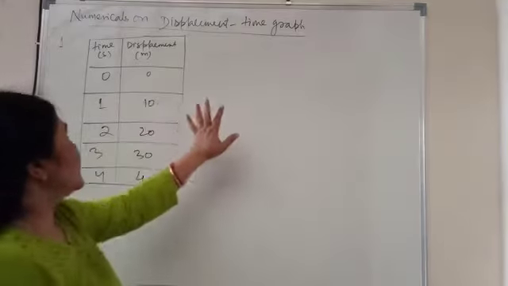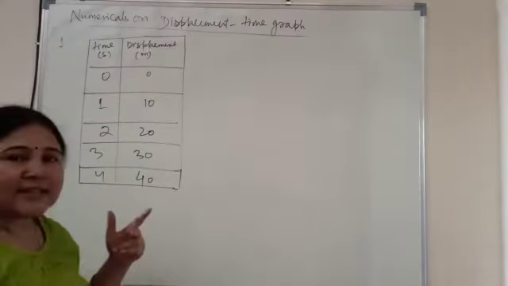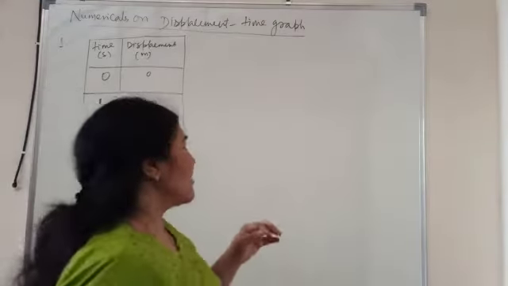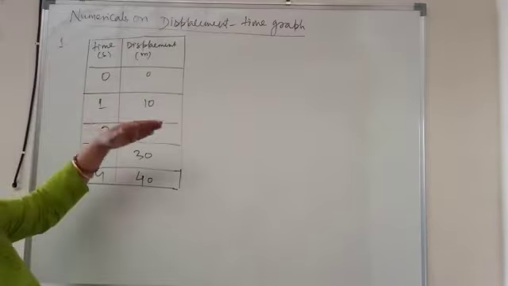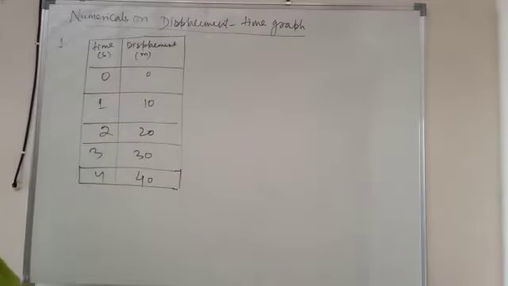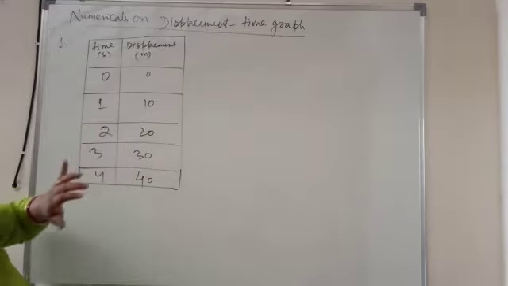In the last video we discussed the displacement time graph for three different cases. Now we'll discuss some numericals based on this graph. See here, I have made a table which shows what the displacement of the body is at each time. When time is 0, displacement is 0.